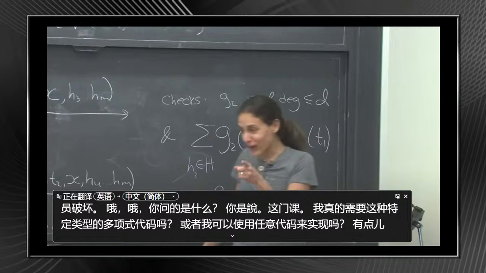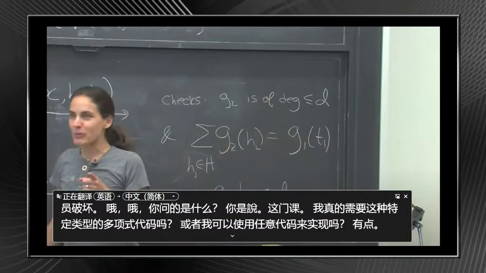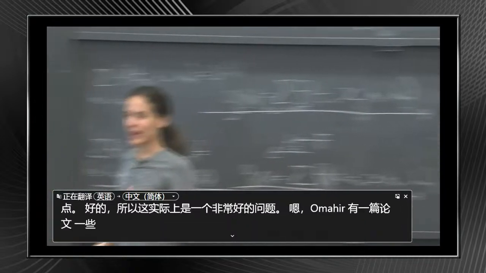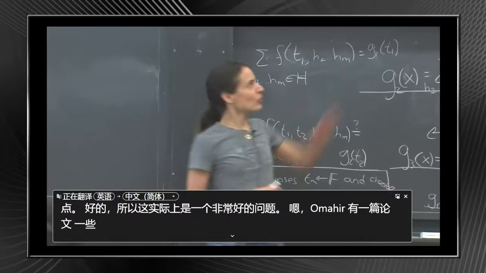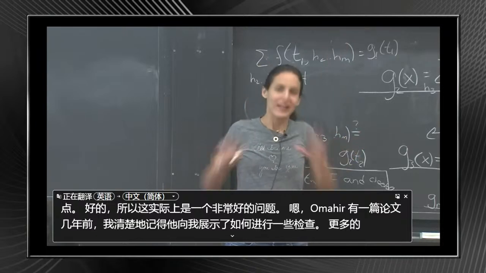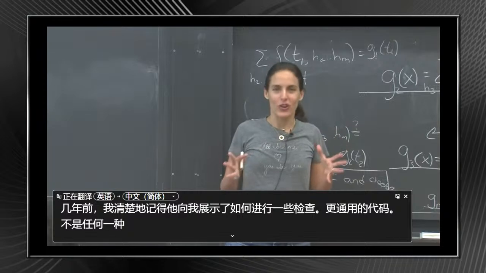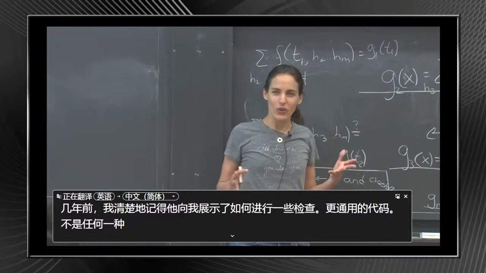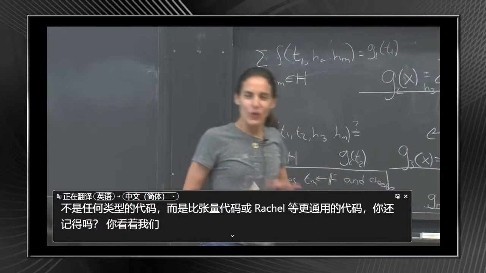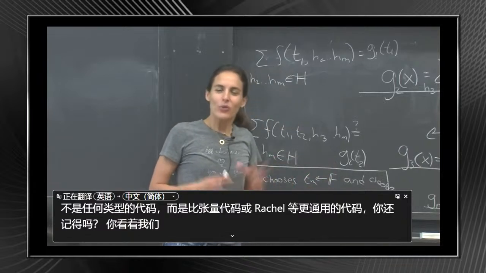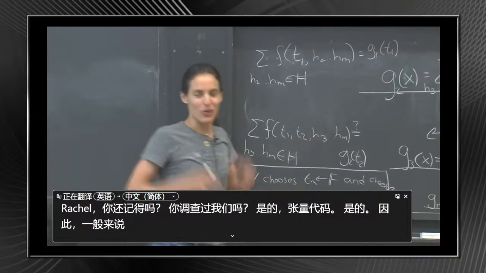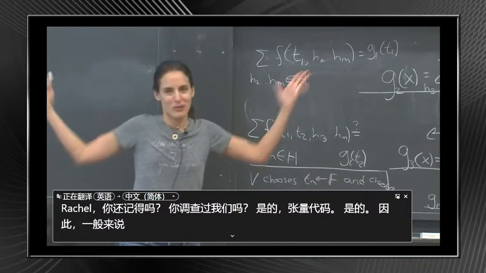Okay, so actually this is a great question. There's a paper by Meir from several years ago, I don't remember exactly, where he shows how to do a sum check over more general codes, not any kind of code, but more general than that. I think tensor codes, or Rachel, do you remember? You looked into it. Yeah, it's tensor codes. So he generalized it, not to any code, but he gave a generalization of the sum check protocol to work for a larger family of codes.